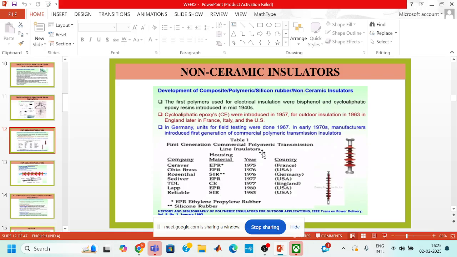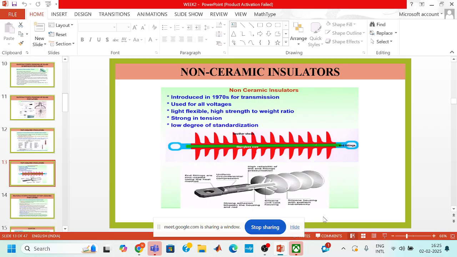Here you can see the table in which different companies produce their polymeric insulators with the housing materials used, in different years, which were being used by different countries like France, USA, Germany, England, etc. EPR here is ethylene propylene rubber, and SR is silicon rubber. Mainly the materials used for non-ceramic insulators are silicon rubber or epoxy or cycloaliphatic epoxies. So this is the cross section of the non-ceramic insulator.